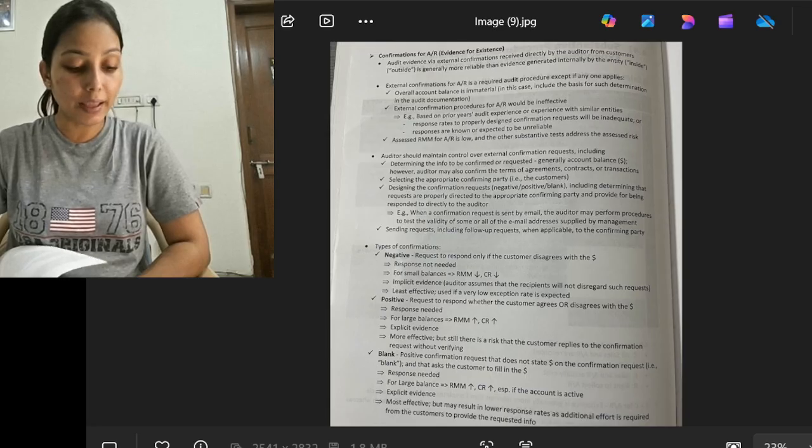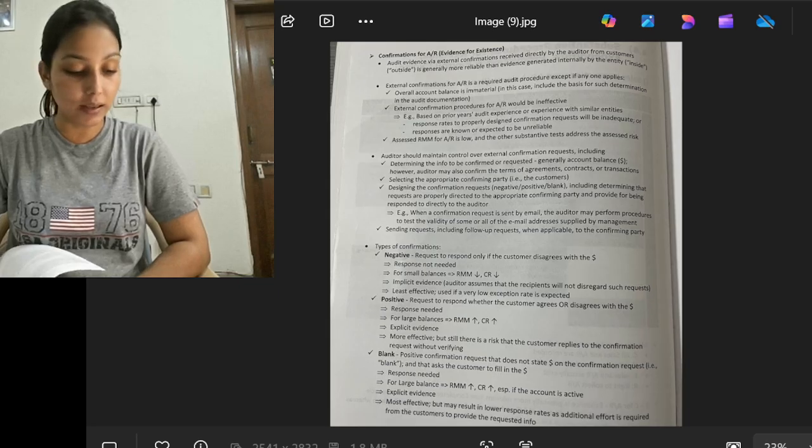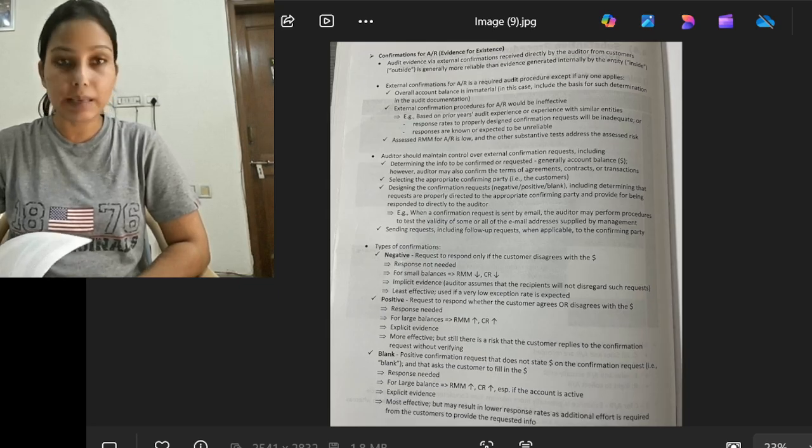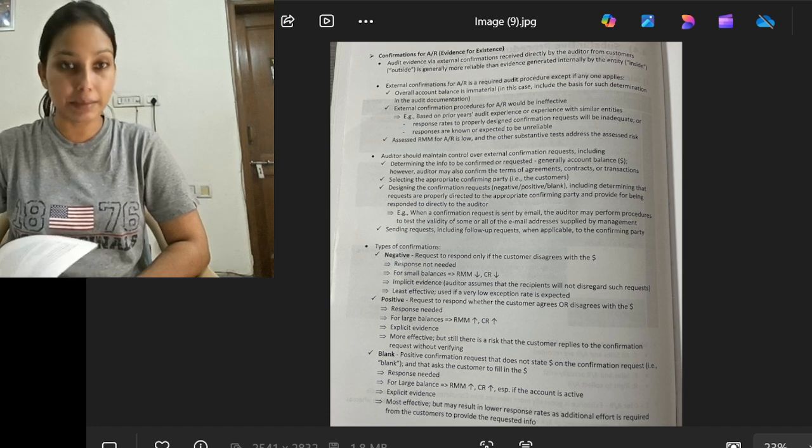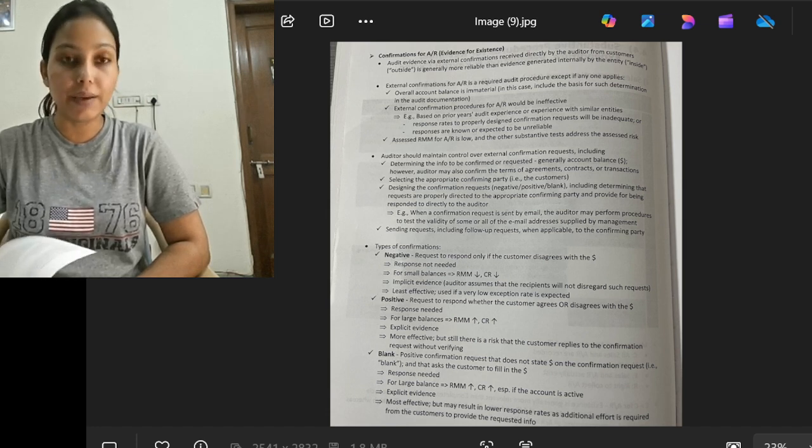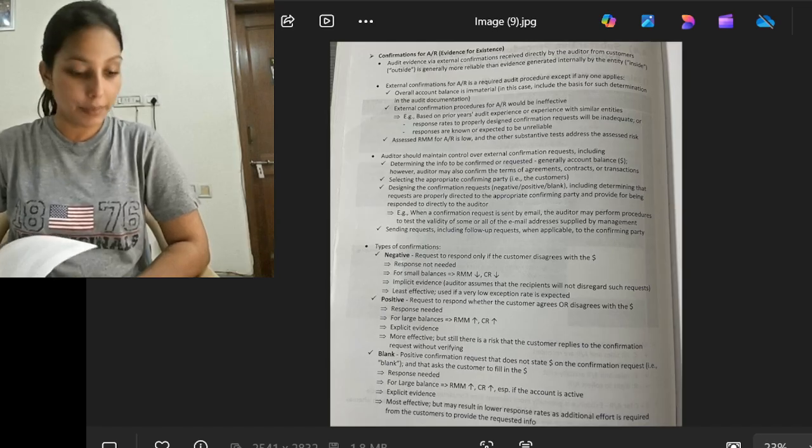External confirmation for AR is a required audit procedure except if there are exceptions. One exception is when the overall balance is immaterial. In the case the AR is immaterial, then we don't send the confirmation.